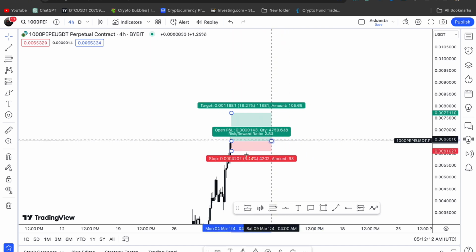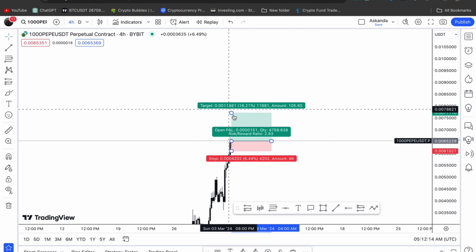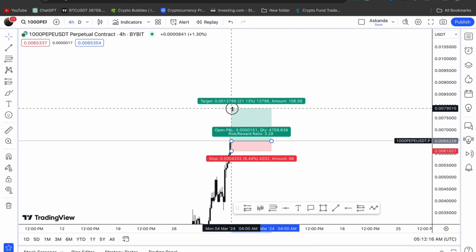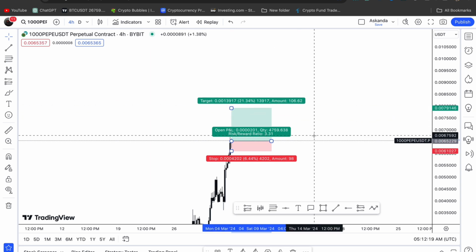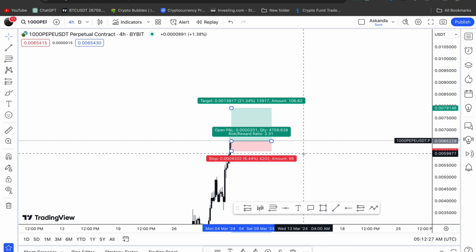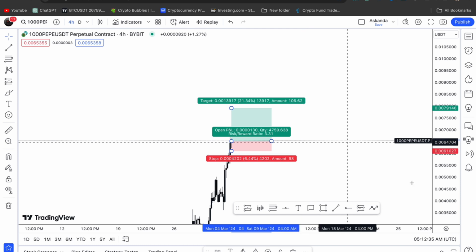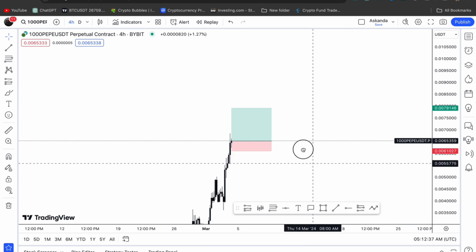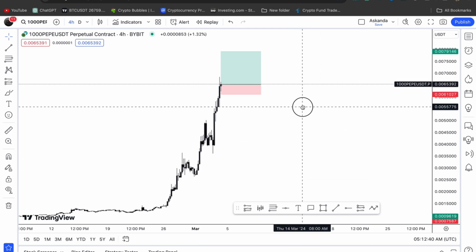So let's say I'll just enter a long position using a 1:3 risk reward ratio. My trades are usually 1:3. This means that if I'm risking $100, if the trade goes well, I can make about $300 back. This is how you should be trading, right? So this is how we select a coin and enter the market.